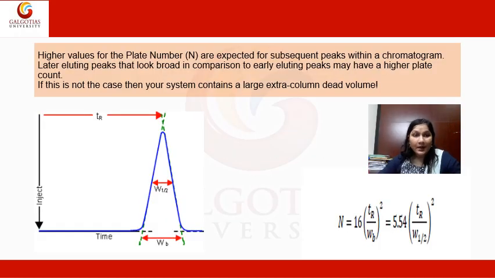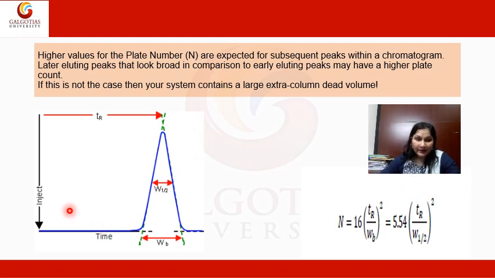You can see here, higher values for the plate number N are expected for subsequent peaks within the chromatogram. Later eluting peaks that look broad in comparison to early eluting peaks may have a higher plate count. If this is not the case, then your system contains an extra large column volume. You can see here in the equation, capital N is equal to 16 (TR by WB) whole squared, or this can be simplified as 5.54 (TR by W half) squared.